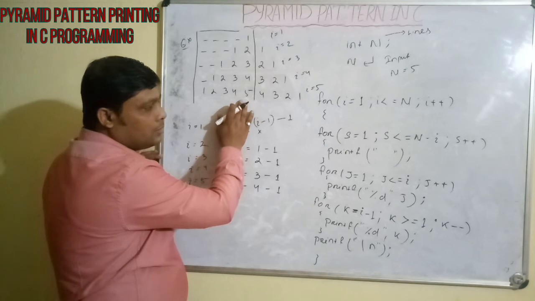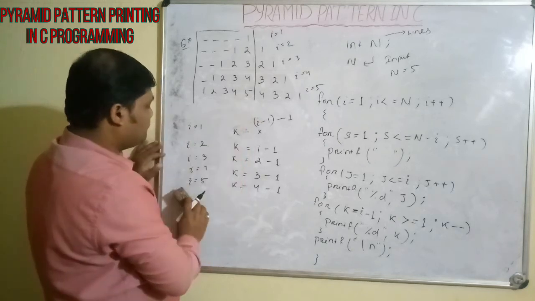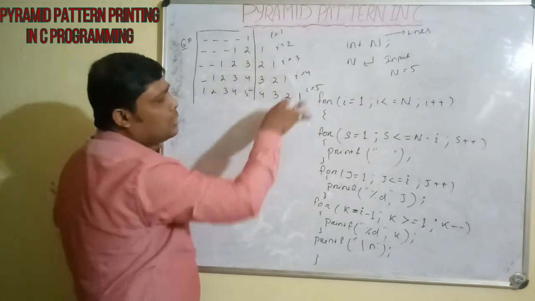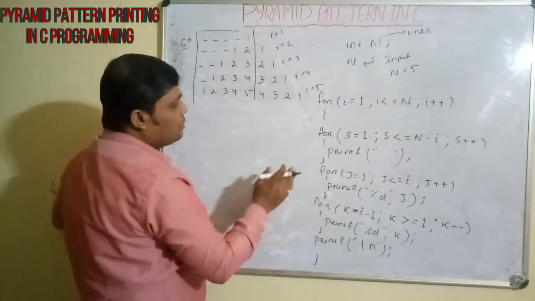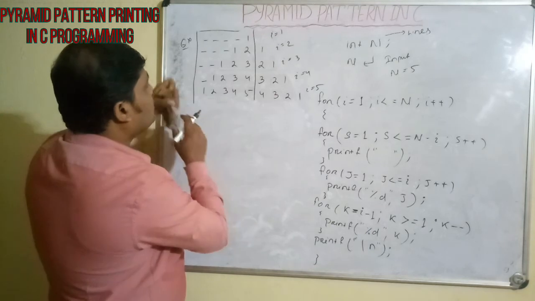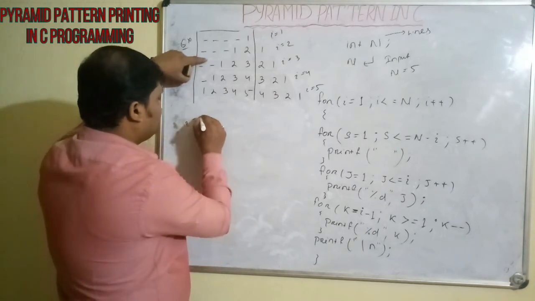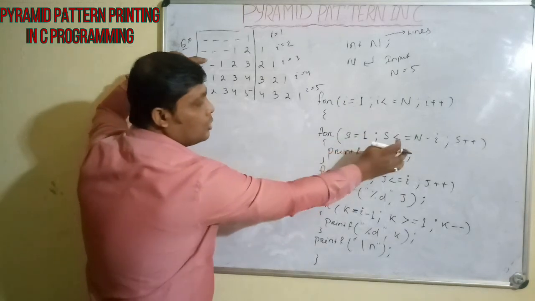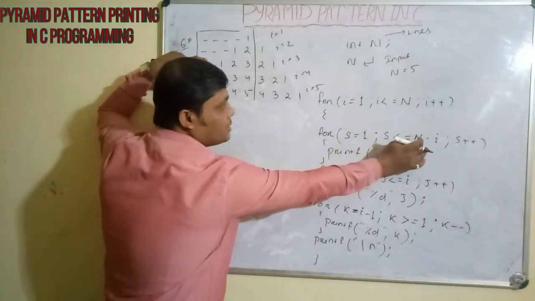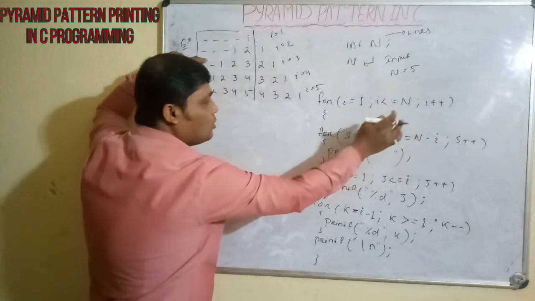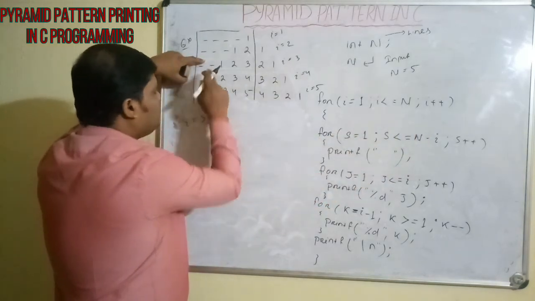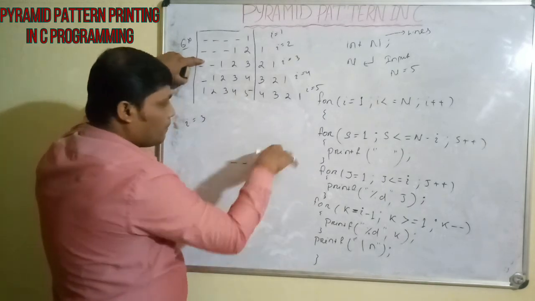Another part, logic part. Now see, we are just considering any one line and discussing it; you will write the other lines by yourself. Suppose I am taking I value as 3. Now see, s equal to 1, less than equal to n, where n value is 5. 5 minus 3, that is 2. So it will continue for 1 and 2. It will give 2 spaces. You can see there are 2 spaces.